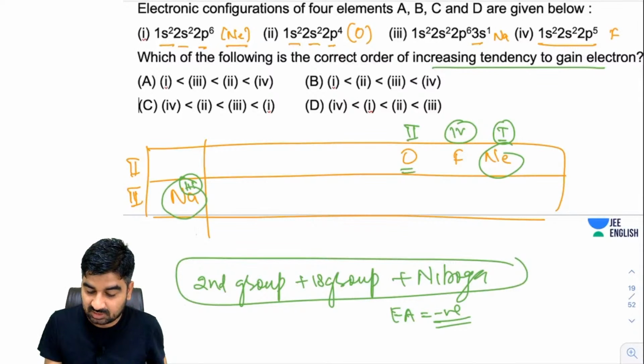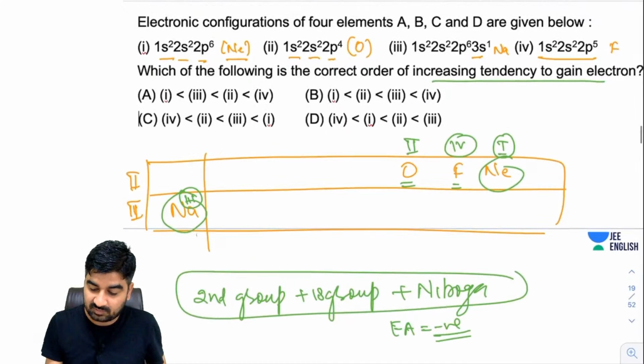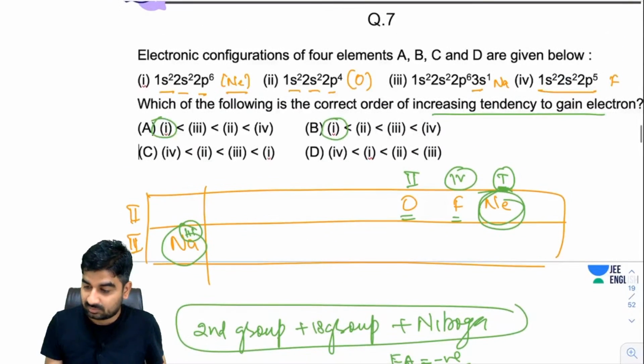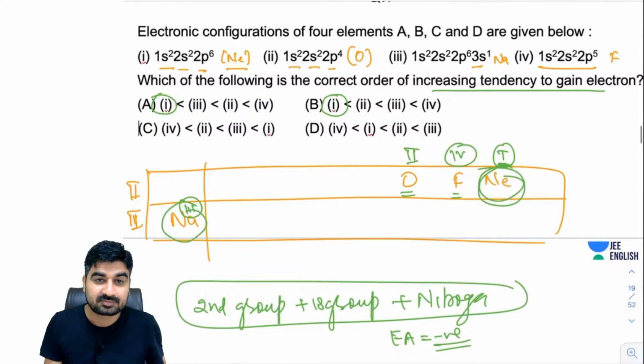So out of oxygen and fluorine, which will have the largest electron affinity? So this will have the least. So one should have the least. So where is that? Either this or this. So your answer will be A or B. Now it's clear. Two options are rejected.